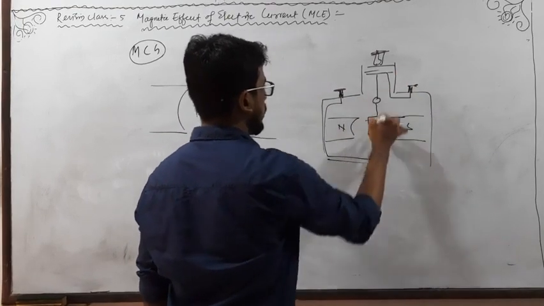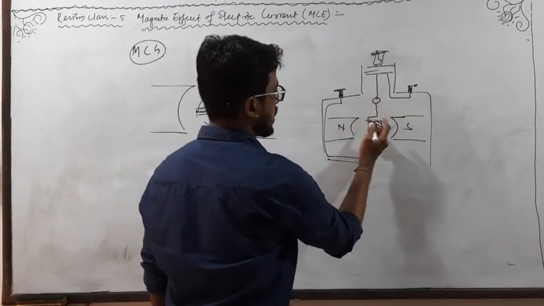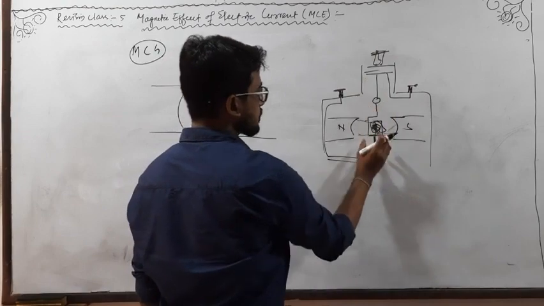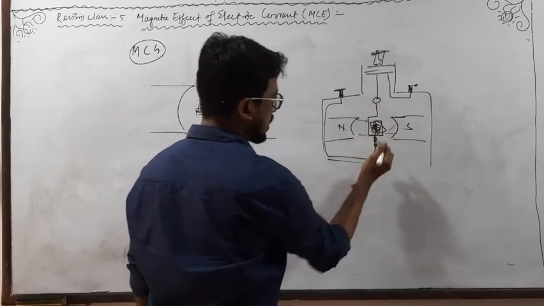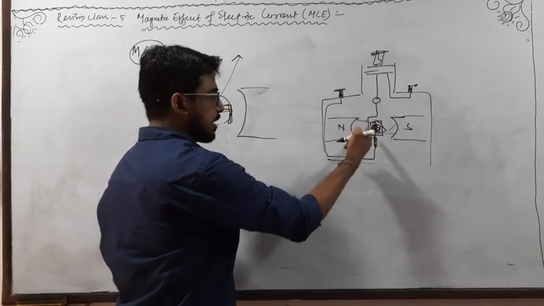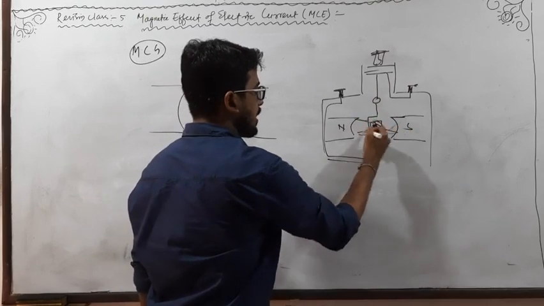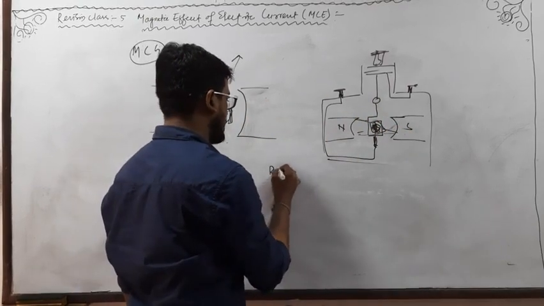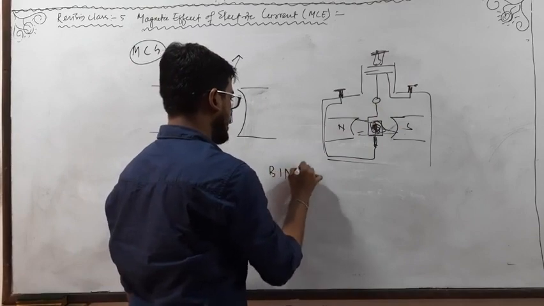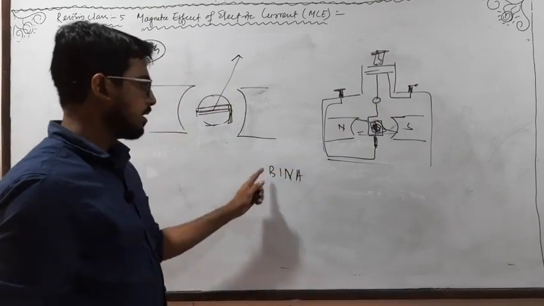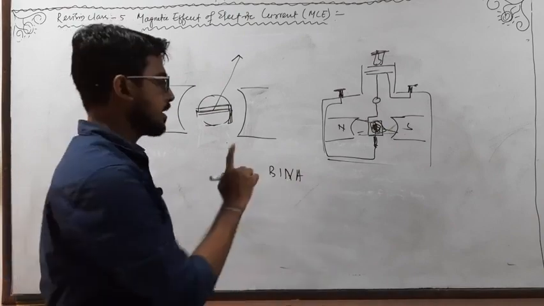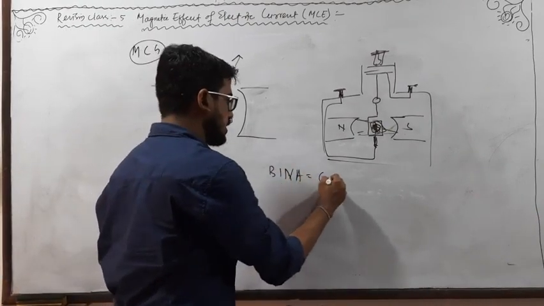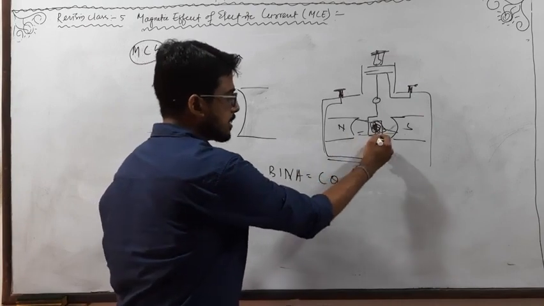So when current flows through it, it starts rotating due to the magnetic field, and due to this rotation the hairspring gets twisted. At equilibrium, as the radial magnetic field is always along the direction of the area vector, the torque will always be maximum, that is BINA, because theta is always 90. So this maximum torque BINA is equal to C theta, the restoring torque by the hairspring.